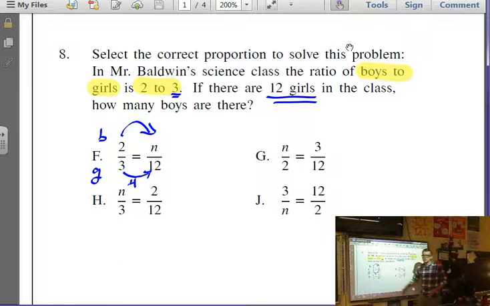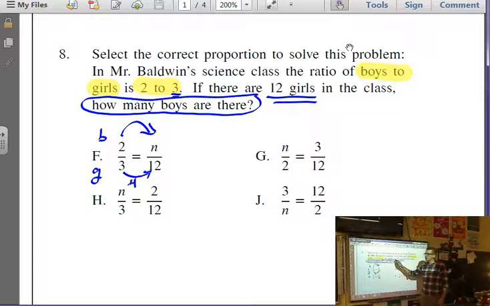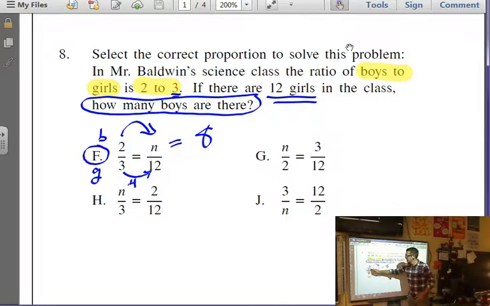And what a lot of people missed here is how many boys are there? This question needs to be answered. What is the value of N? So if we multiply by 4 on top and bottom, that value for N turns into 8. And F is obviously your choice there.